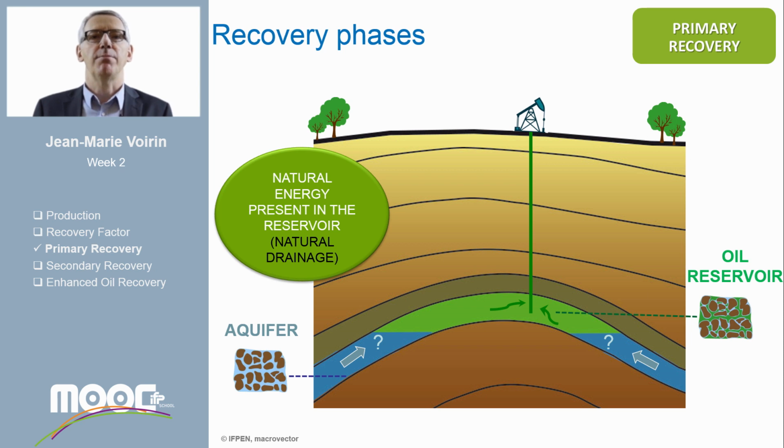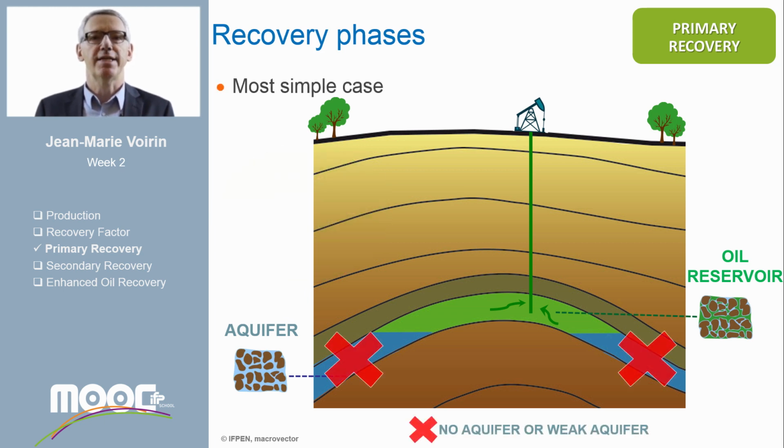Recovery can be increased by pumping the producing wells when needed. Even so, recovery at this stage is usually low, and an oil reservoir will often be produced by means of several producing mechanisms over its lifetime. The most simple case, which is also the most unfavorable, happens when the link with the aquifer is extremely weak or non-existent, and when there is no free gas in the reservoir.